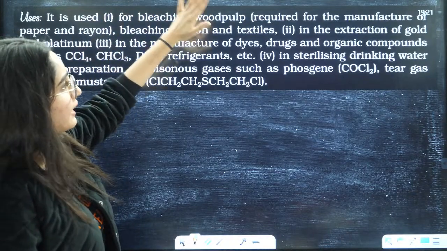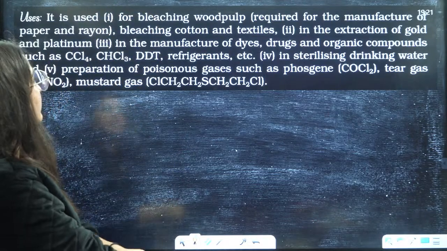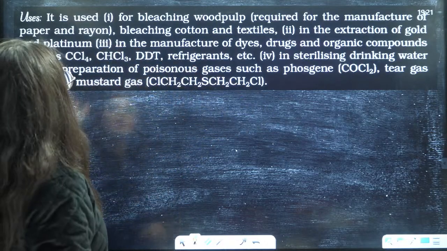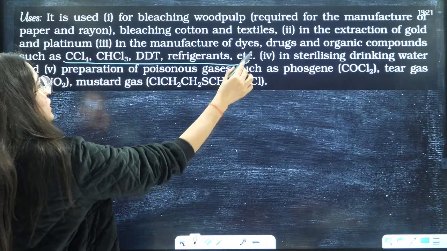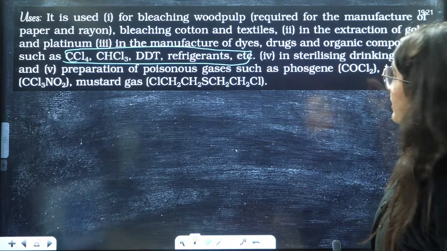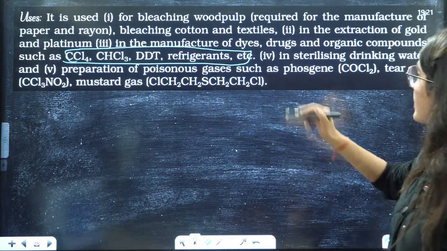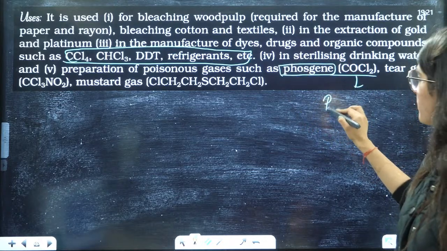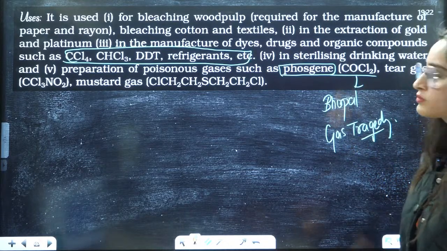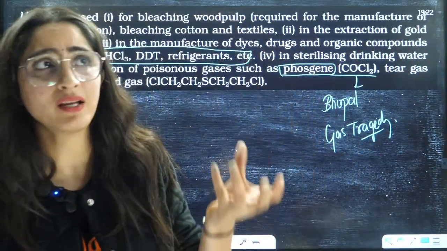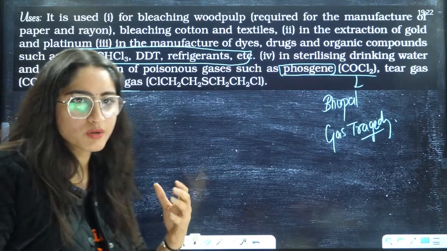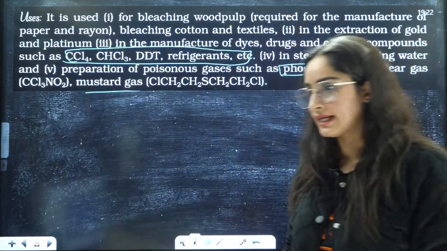It is used for bleaching, in the manufacture of paper and yarn, bleaching agent only, right? In extraction of gold and platinum, it is used. In the manufacture of dyes, drugs, organic compounds, DDT, chloroform, all these processes in haloalkanes and haloarenes we have done. In sterilizing drinking water, and in the preparation of poisonous gases such as phosgene, which was also responsible for the Bhopal gas tragedy. Phosgene was actually the starting indicator of that, right? So tear gas and mustard gas, right? Tear gas, which can produce tears in your eyes. It is also a starting material for that.